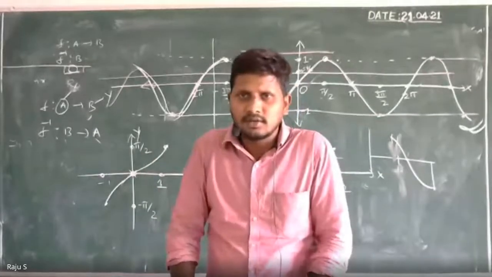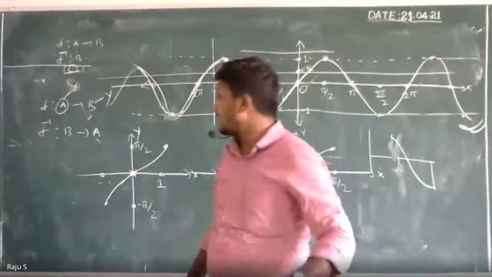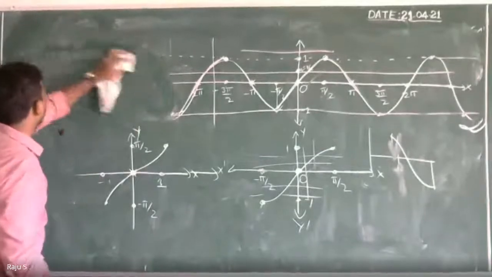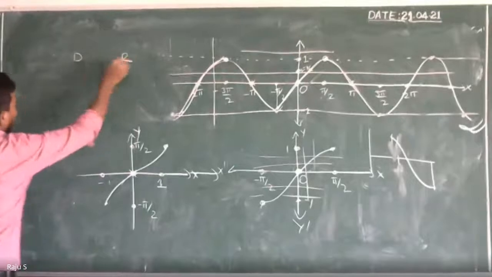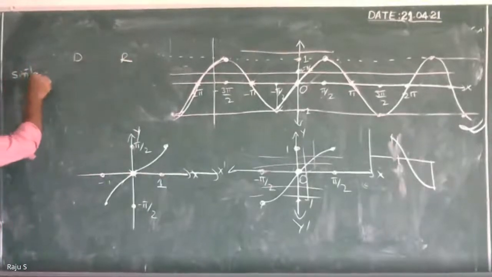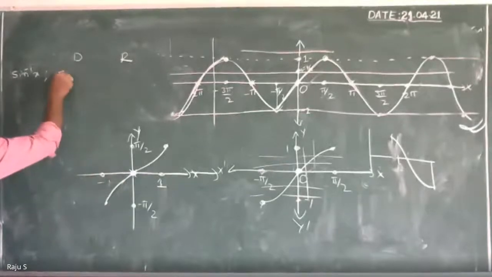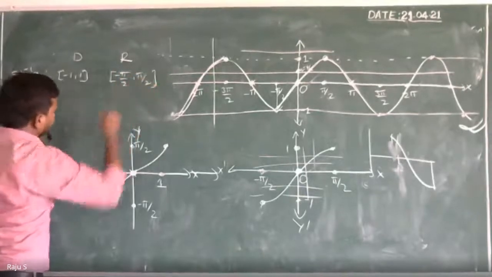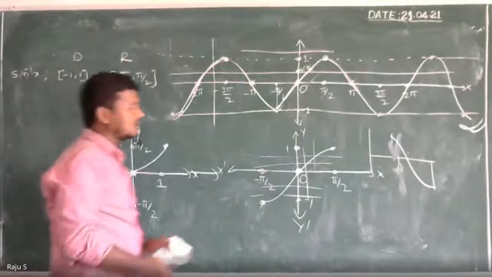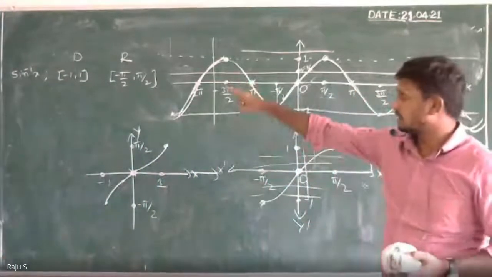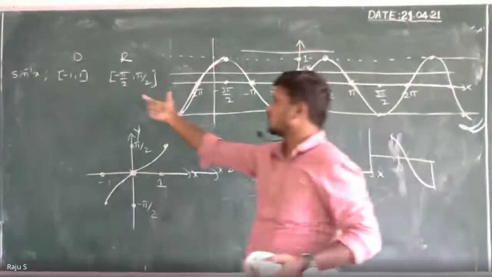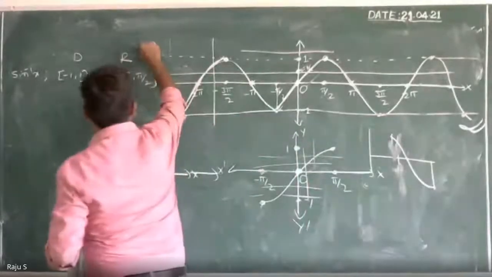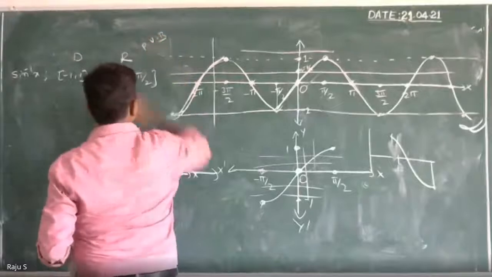So finally, now I'm writing here the domain and range of sin inverse. The domain of sin inverse x is nothing but the x-axis, minus 1 to 1. The range, the output, is minus 90 to 90. Is it clear? That is the domain, that is the range. This range is called the principal value branch, PVB. Remember that, principal value branch, PVB.